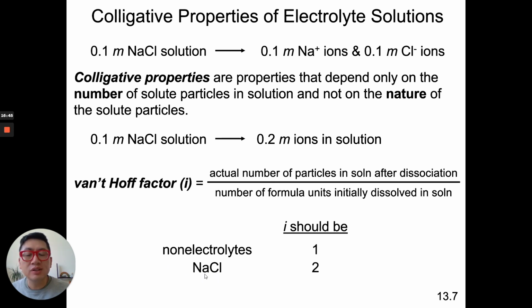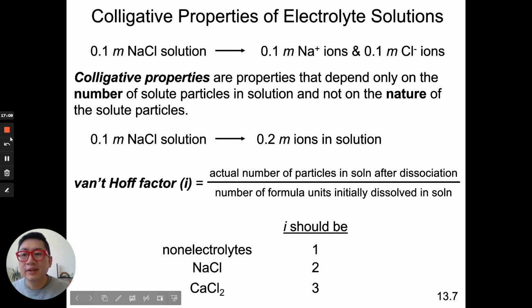There are 2 ions, 1 sodium, 1 chloride. If I have calcium chloride, calcium metal, chlorine nonmetal, the number i is equal to 3. 3 ions, 1 calcium and 2 chloride ions. So i is equal to the number of ions that make up that ionic compound. So that's what that is.